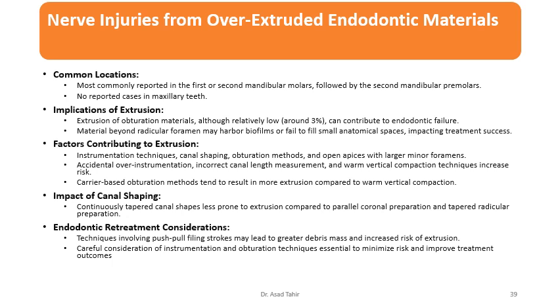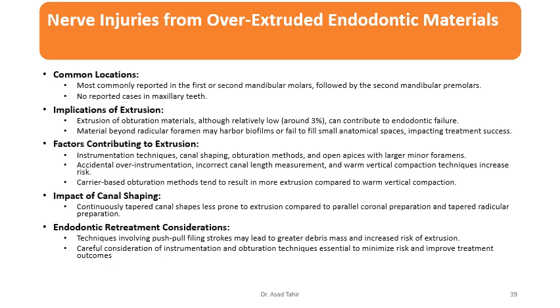Implications of extrusion. Extrusion of obturated materials, although relatively low, around 3%, can contribute to endodontic failure. Material beyond radicular foramen may harbor biofilms or fail to fill small anatomical spaces, impacting treatment success.